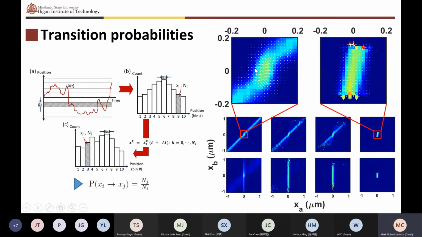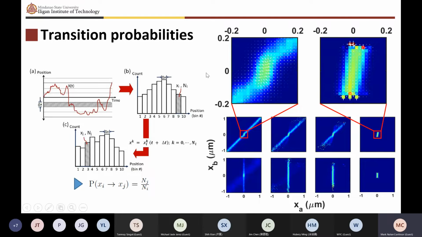Now, this is quite unlike, for example, this case, for the lower chi, wherein you see this large scale, how do you call this, fluxes in the transition probability.